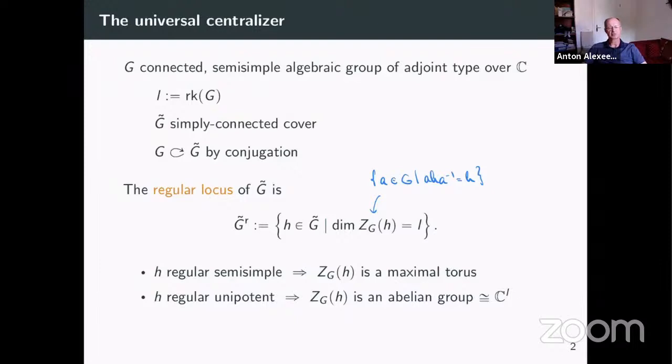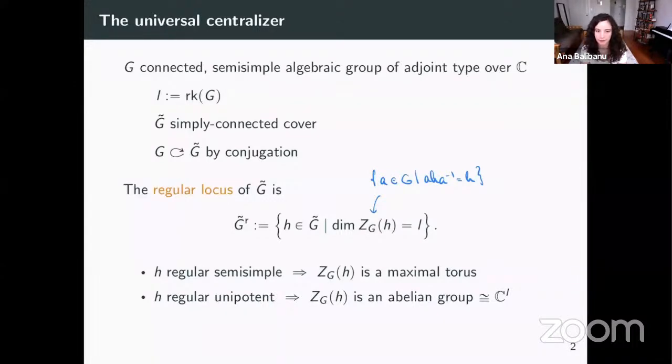Anna, sorry, just a short question. So this regular locus, is it in G tilde or in G? It's in G tilde. So it will become clear later in the talk why this seems like a kind of contrived situation to have one adjoint group and one simply connected group, but it will turn out to be necessary. Okay, thank you.